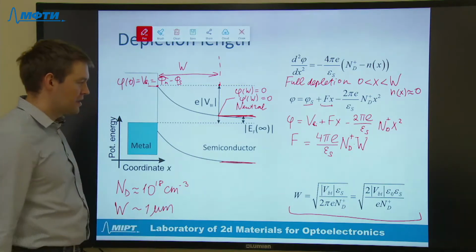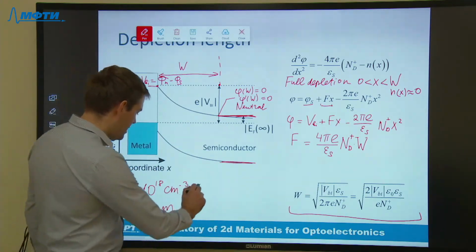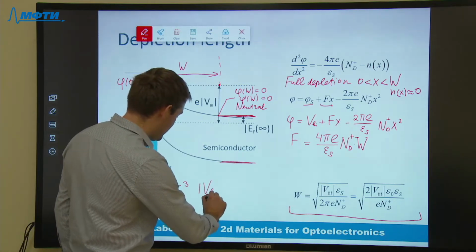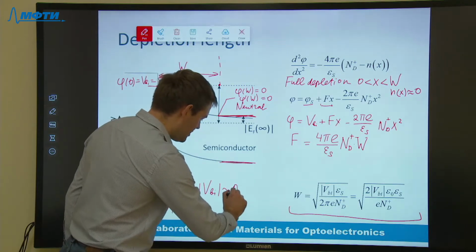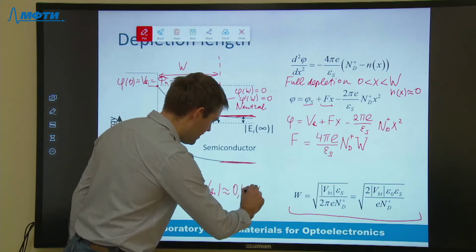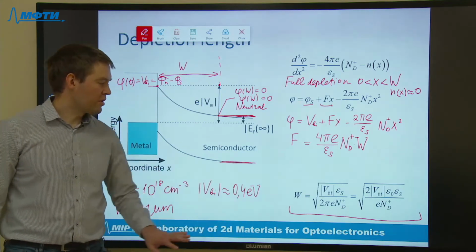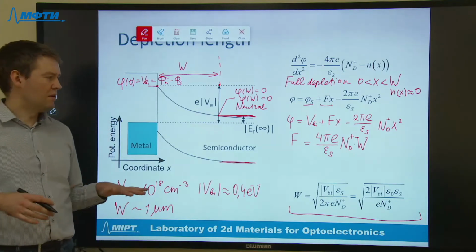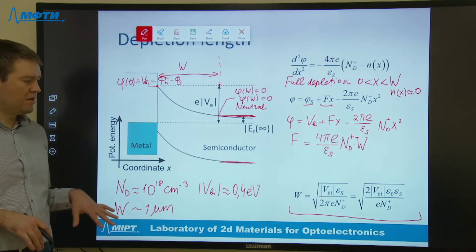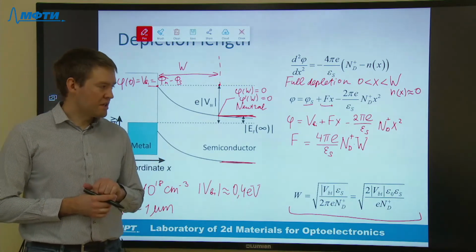But you can calculate it by yourself for various kinds of semiconductor. For reference, the typical values of built-in voltage are roughly 0.4 eV, so you can estimate this number quite easily. It is hundreds of nanometers or several microns, depending on how strongly you dope the semiconductor.